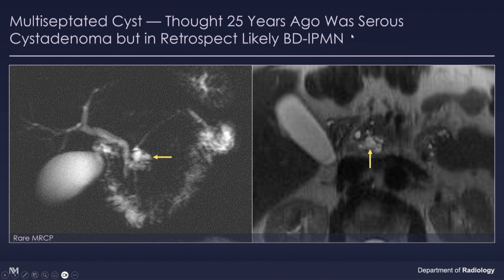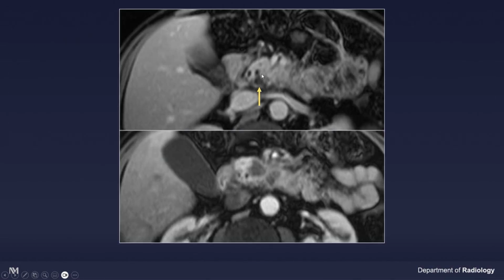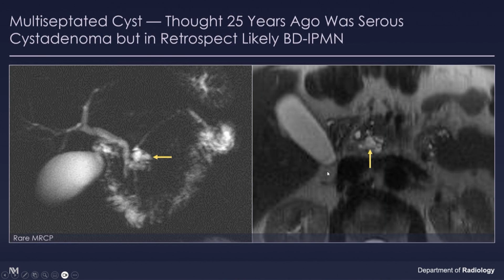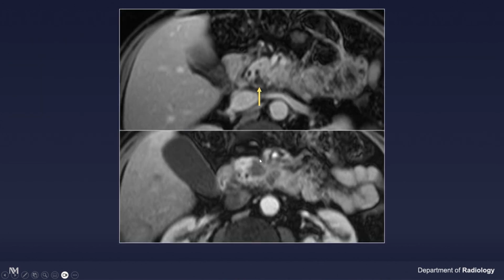I used to show this in my talks as a serous cystadenoma. I think in retrospect, it probably was a branch duct IPMN, but the reason I show this is because you just don't want to focus just on the cystic lesion, which was what they had done on the CT scan. When we did the MR, what did we find? We found a subtle pancreatic cancer in the uncinate. So this probably was a branch duct IPMN associated with a cancer.